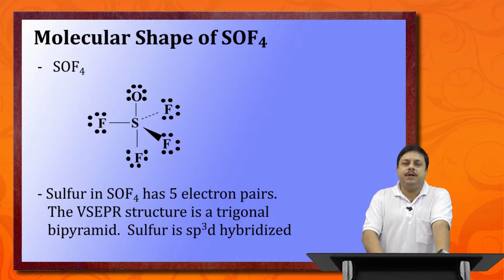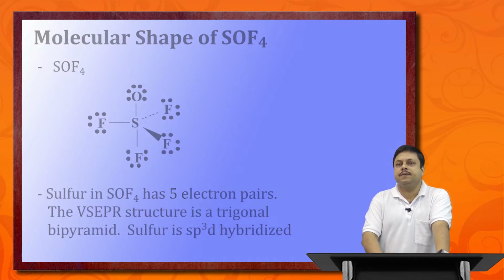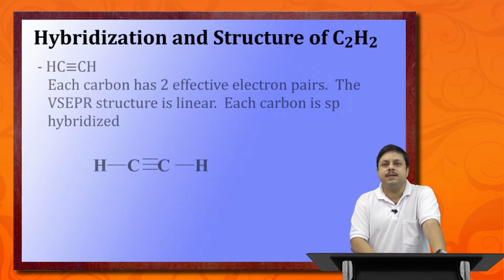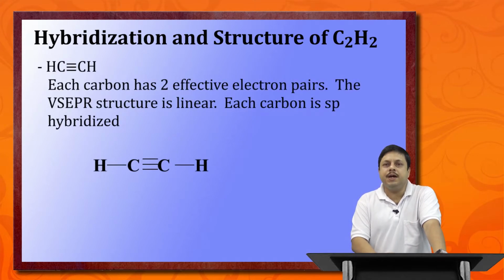The VSEPR theory will predict it to be trigonal bipyramid. The sulfur is in the sp3d hybridized state, and if you just move ahead, this is the structure. In the acetylene molecule, which I have already discussed, this is a clear-cut case of sp hybridization, and the VSEPR theory will predict it to be linear in structure like this.